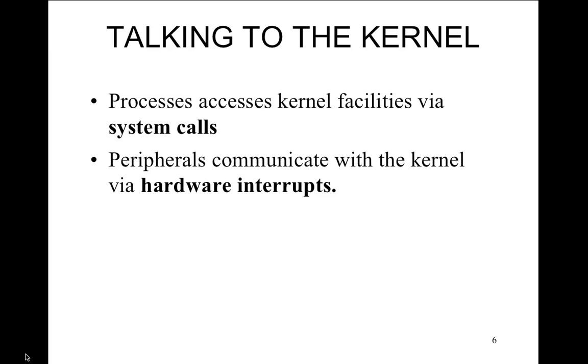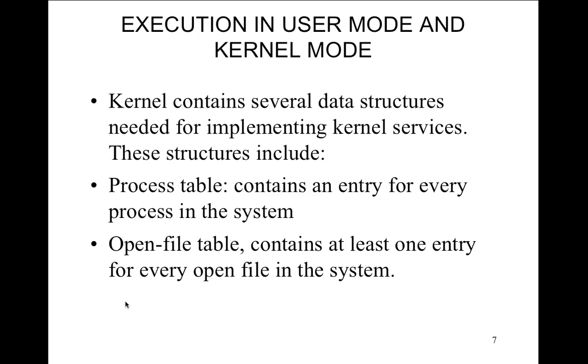So talking to the kernel, as I mentioned before, we're processing kernel facilities through system calls, as they're called. And the privileges communicate through what's called hardware interrupts. And this execution in user mode and kernel mode contains several different data structures, and they're needed to implement the kernel services. This is not a complete list, but just an example. For example, the process table, which contains entries for every one of the processes in the system. We have the open file table, which keeps track of all of the open files that are in the system.